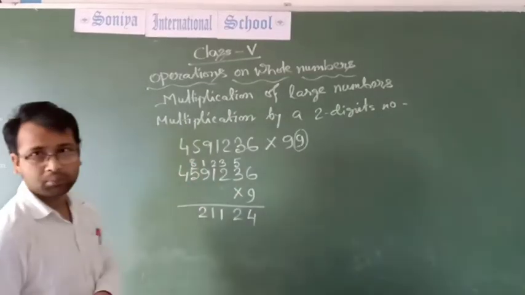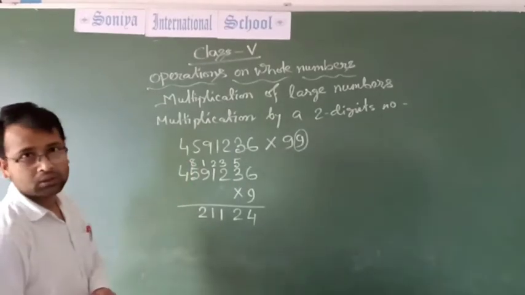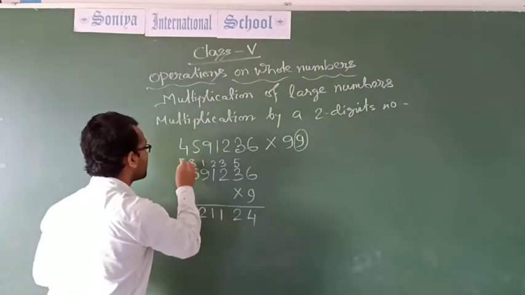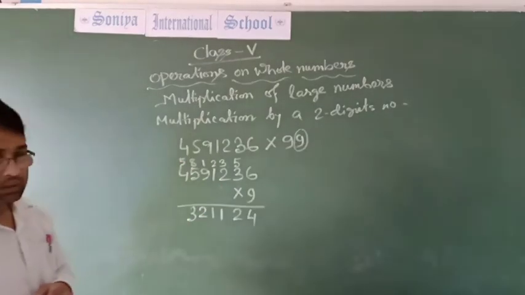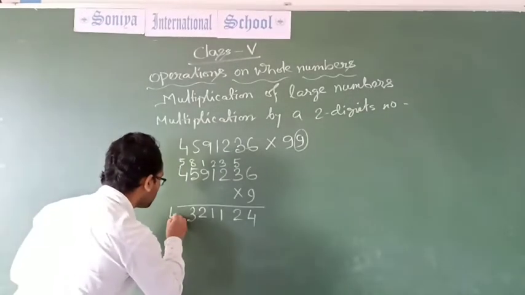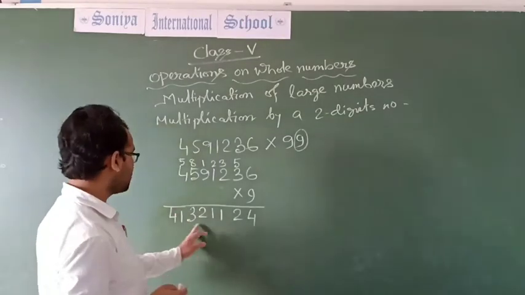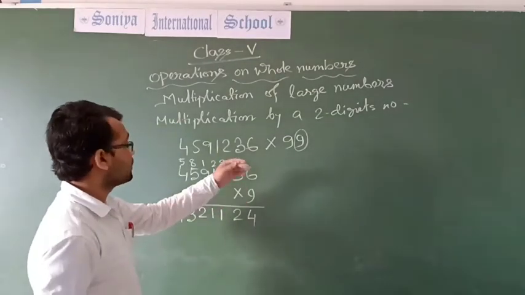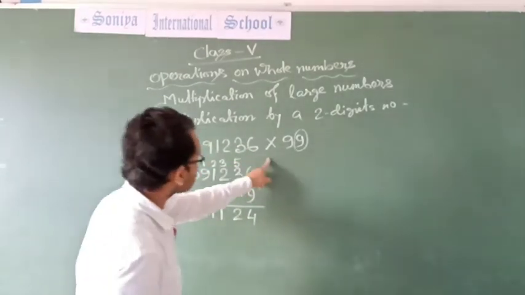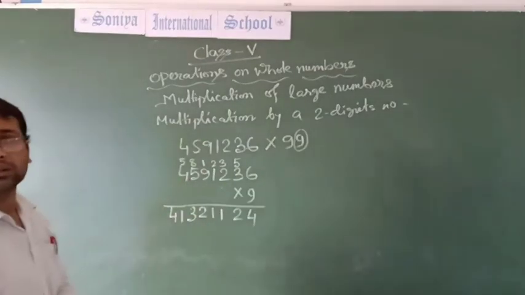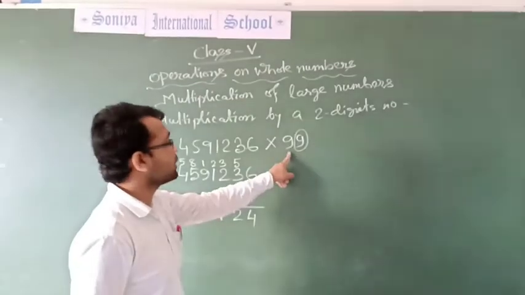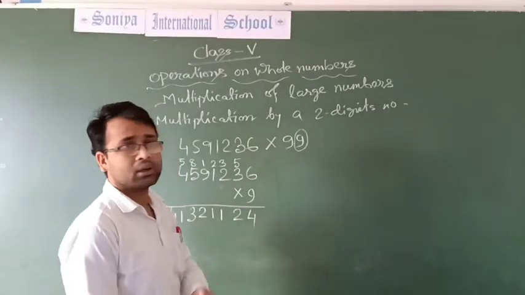9 times 5 is 45, and 8 is 53. So write 3 and carry forward 5. 9 times 4 is 36, and 5 is 41. So 41312124. This is the first step of the multiplication, and the remaining 9 is in the tens place.